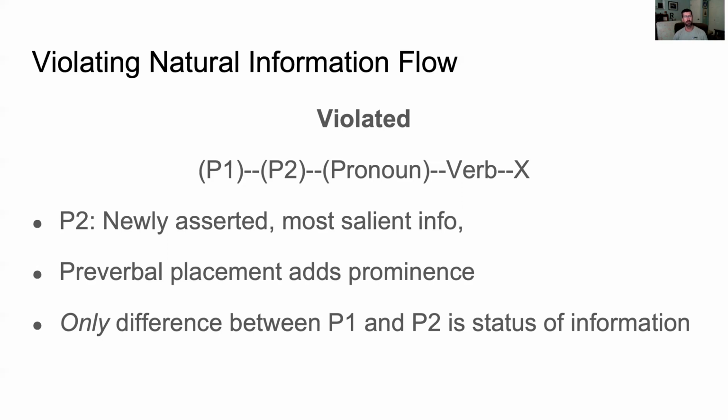P2, this is the theoretical location for what's newly asserted, or the most salient information in a clause. So regardless of where it occurred in the clause, it was already the most important. The placement at the beginning of the verb, or the preverbal placement, simply adds more prominence. It was already the most important information, but by fronting it, placing it before the verb, it adds even more prominence. So the only difference between P1 and P2, these theoretical constructs of Simon Dik, is the status of the information. It's not a positional thing.